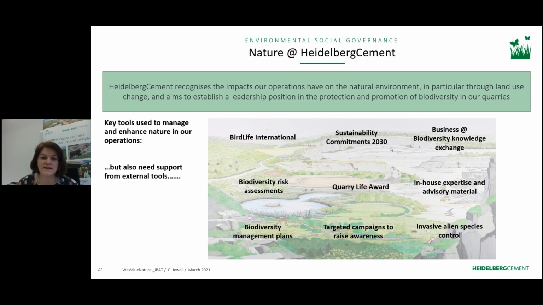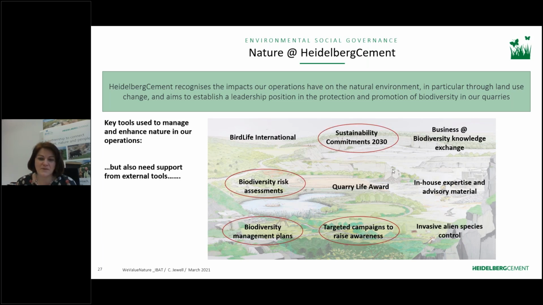And this is really key because we have support at the global level with collaborations and joint position statements. But really importantly, we get the support on the ground from the local BirdLife partners helping us implement projects. We have sustainability commitments, and I will come into those in a little while.